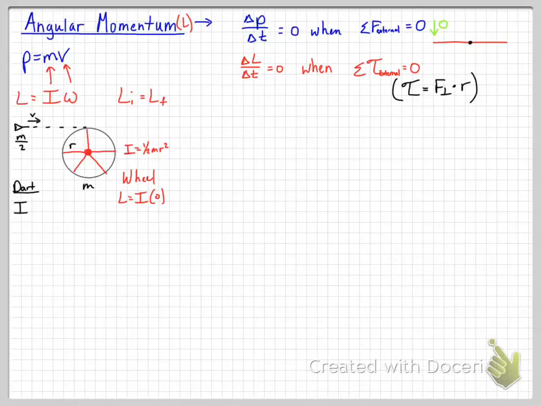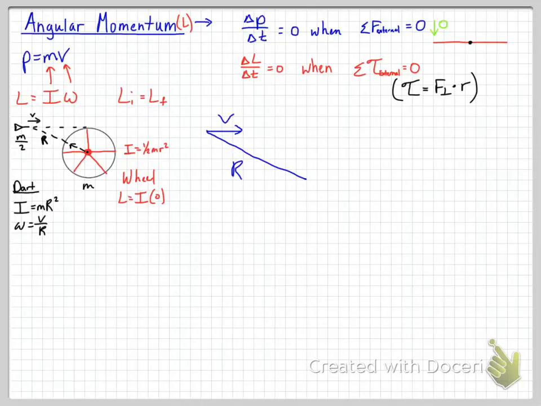And the dart is like a point mass. We'll call it mr squared, where its radius is big R from the center. And its angular velocity is v over r.